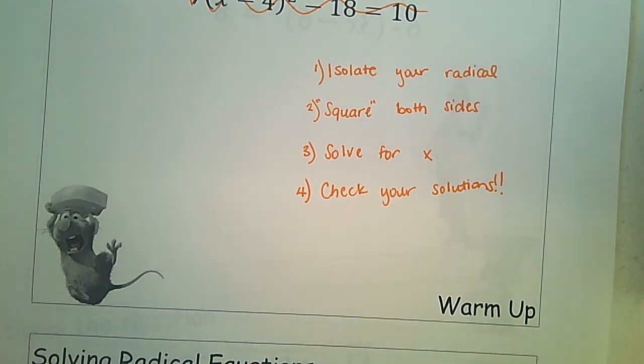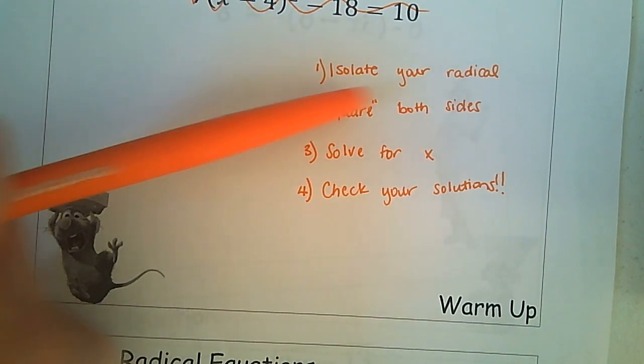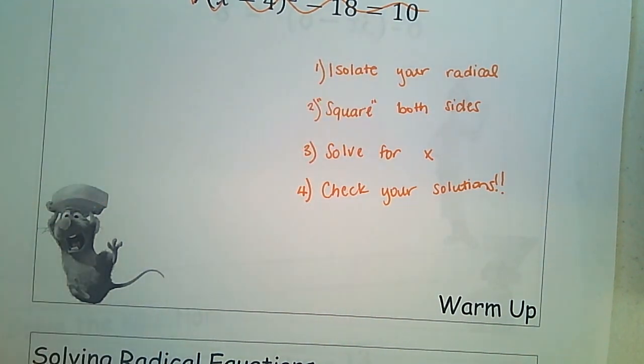The second thing we're going to do is "square" both sides. Notice I put quotation marks around square because it's not always going to be square both sides, and I'll show you what I mean in a second. Once you have squared both sides, you're going to solve for x. And then your fourth step, you always want to check your solutions because sometimes we might have those extraneous solutions like we've talked about before. Okay?